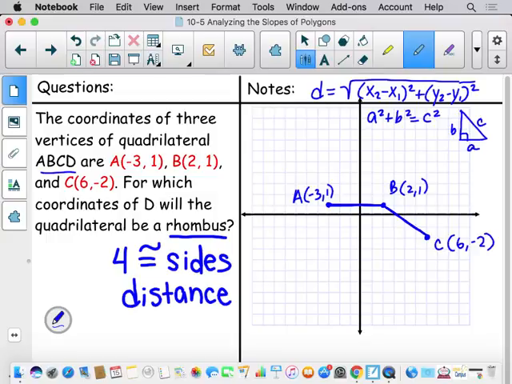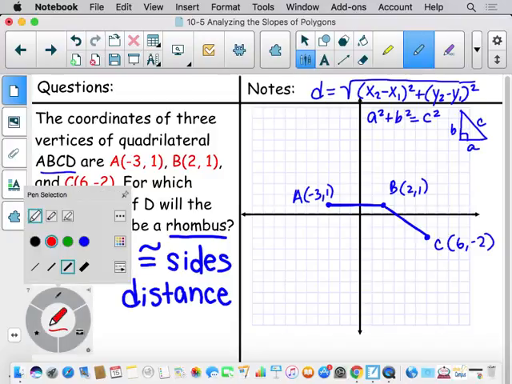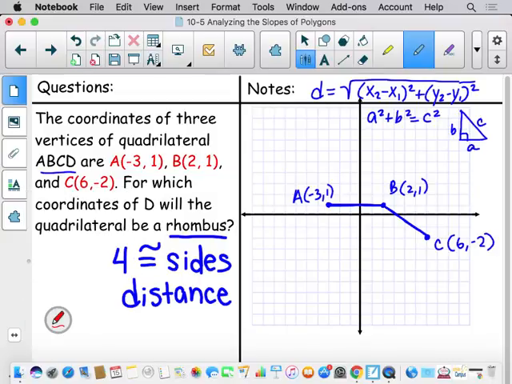So here are my first 3 sides. I need one more side so that it's a rhombus. Okay, so I can count this side from A to B. If I count it as I move, 1, 2, 3, 4, 5. This side is 5 units long. Now, I should make sure that BC is 5 units long.